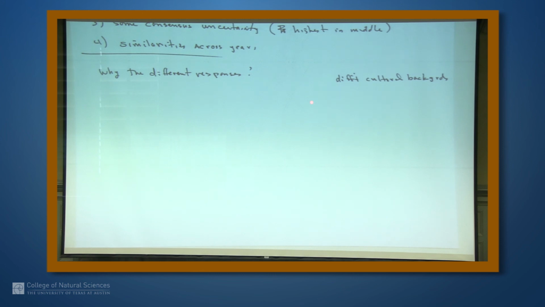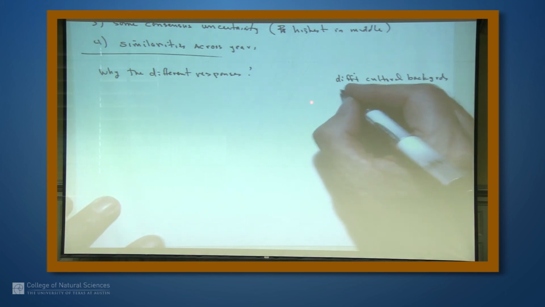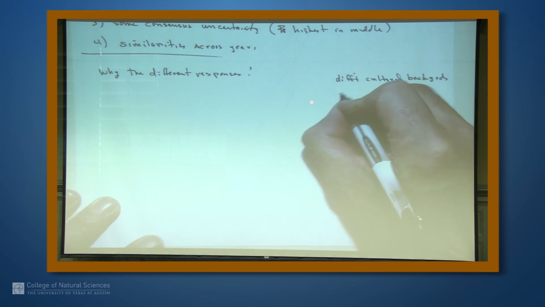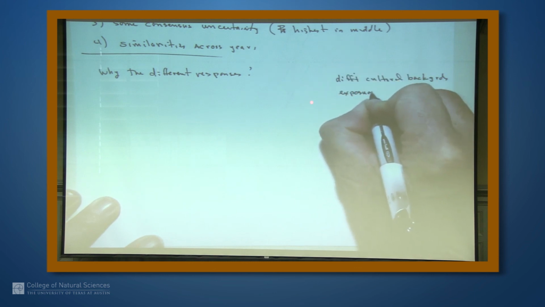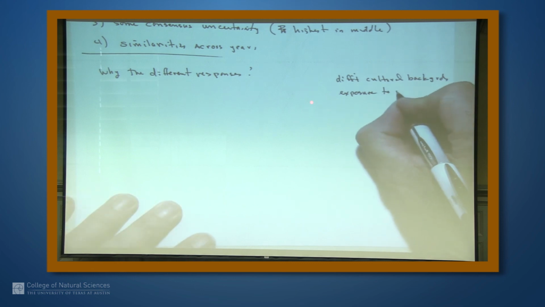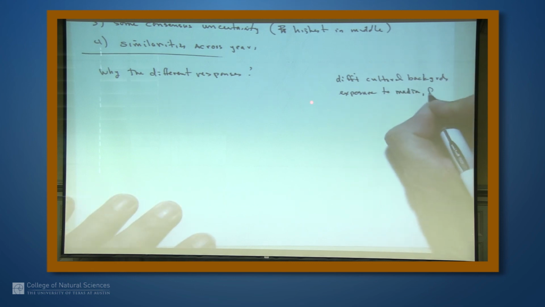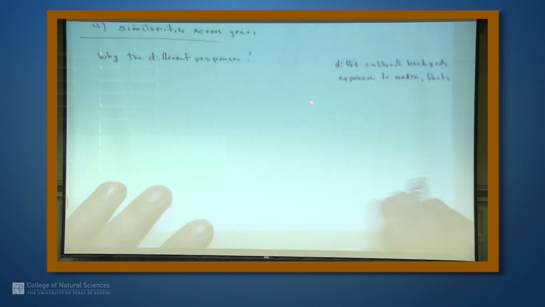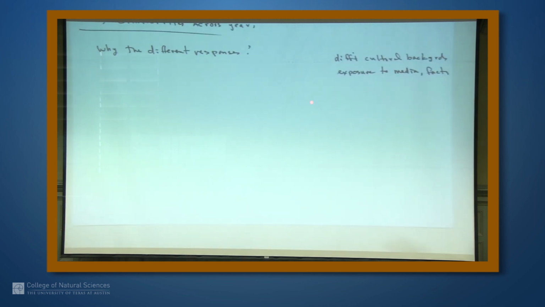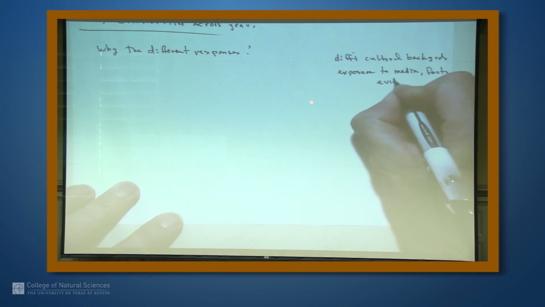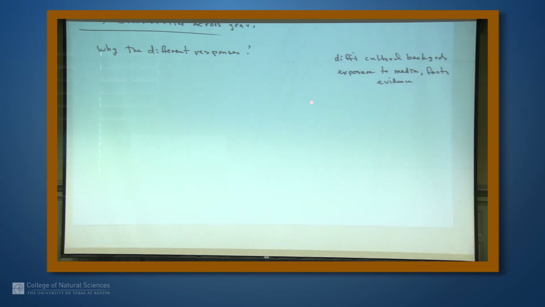Others? Different degrees of exposure to news? Okay, yes. Exposure to media, and we could say facts. I'd like to keep those two concepts completely separate, and we can put evidence in there. So some of you may know something about the evidence in some cases, and others not. Other things that come to mind?